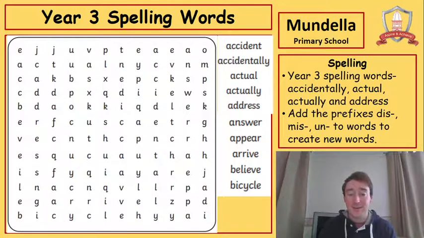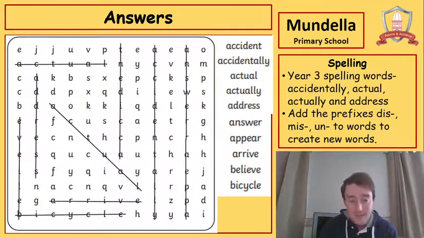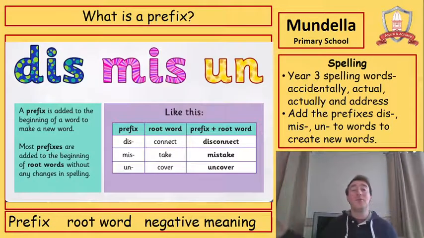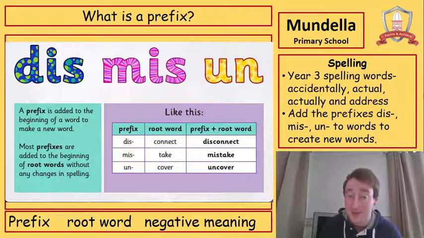3, 2, 1. There are the answers. I hope you did well with those. Well done, everybody. Now let's have a look at the prefixes. So what is a prefix? Well, a prefix is added to the beginning of a word to make a new word.